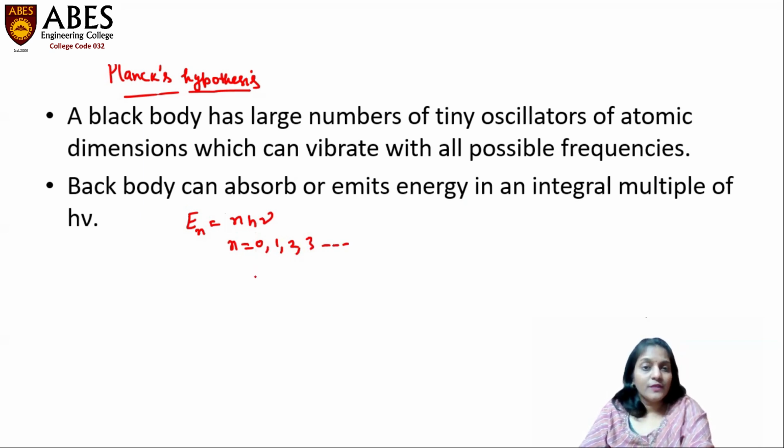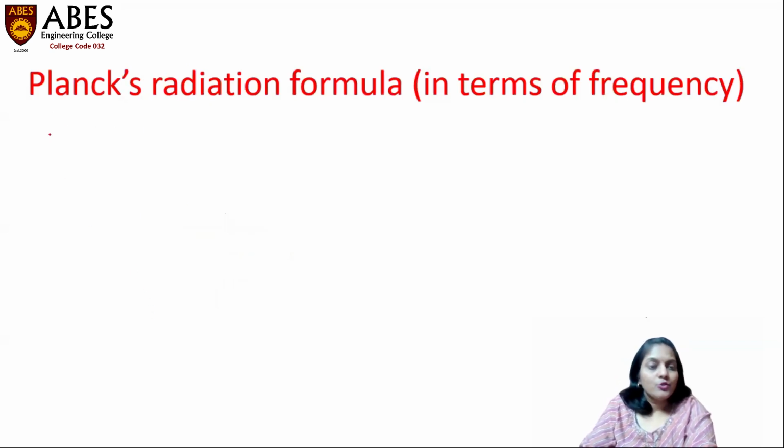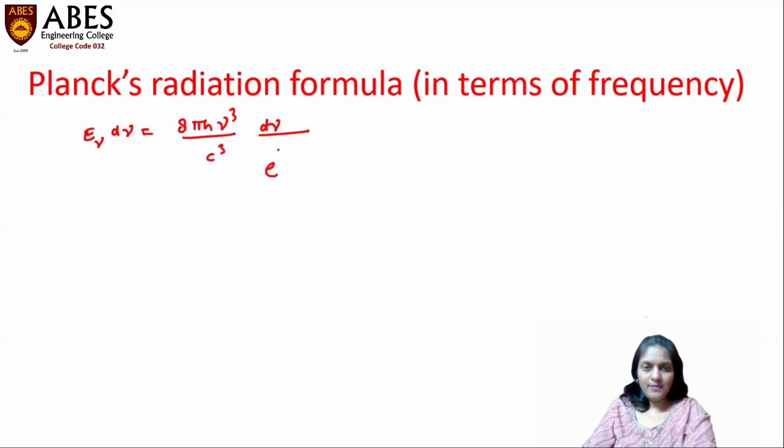On the basis of these hypotheses, Planck derived a formula which is called Planck's radiation formula, in terms of frequency and in terms of wavelength. In terms of frequency, it is written as E_nu d nu equals 8 pi h nu cubed upon c cubed, d nu upon e raised to the power h nu by kT minus 1.